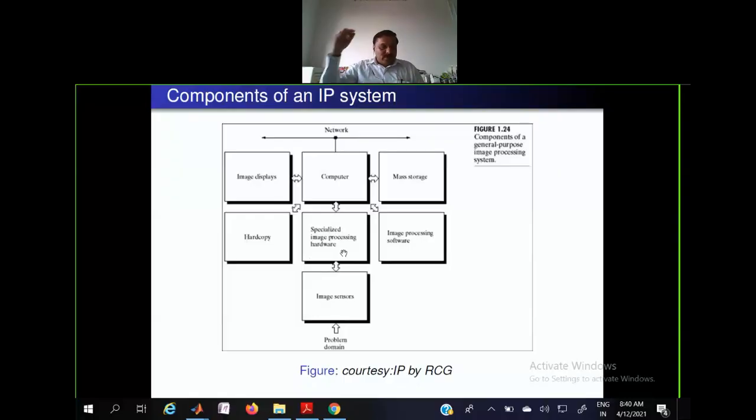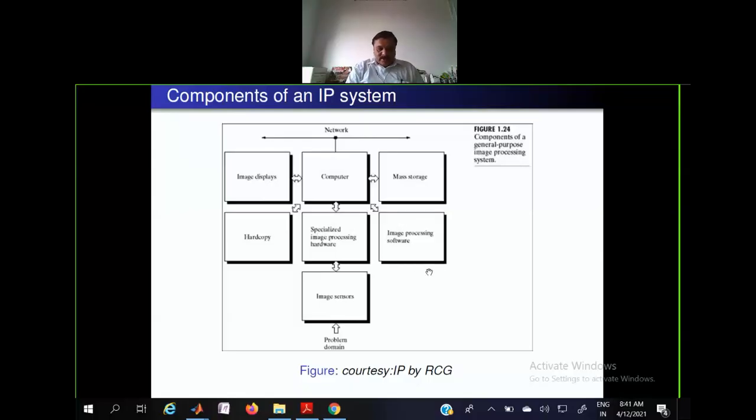For example, you remember when I showed you this ball bearing sorting project, it was 100 images per second. So I need to process 100 images per second. So the hardware that I use should be very fast. That is why they actually used FPGA implementation there, so that it is very fast. So specialized processing hardware is required, and specialized software is also required.